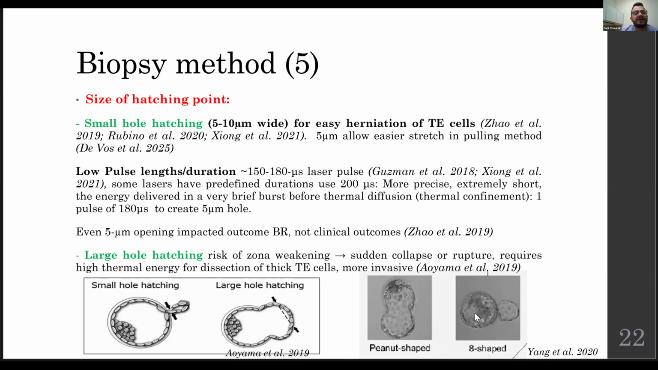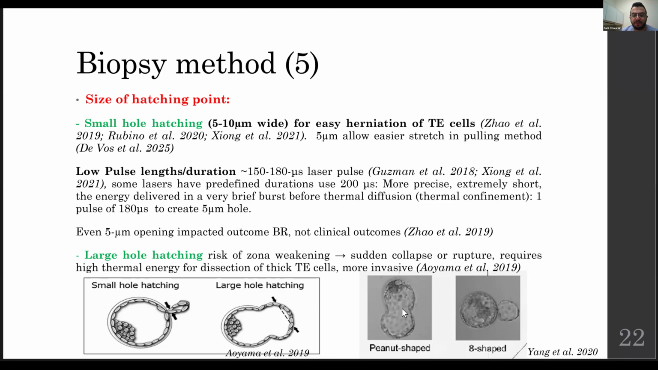a small hole allows easier stretching in the pulling method when we do the pulling. And also, in parallel, with a large hole hatching, there's a risk of zona weakening. So if we drill a large hole, as we see here on the right scheme, there's a risk of zona weakening. There's a risk of a sudden collapse or rupture, which requires high thermal energy by the laser for dissection, and it's more invasive. Here we see a large hole might cause a peanut-shaped blastocyst.